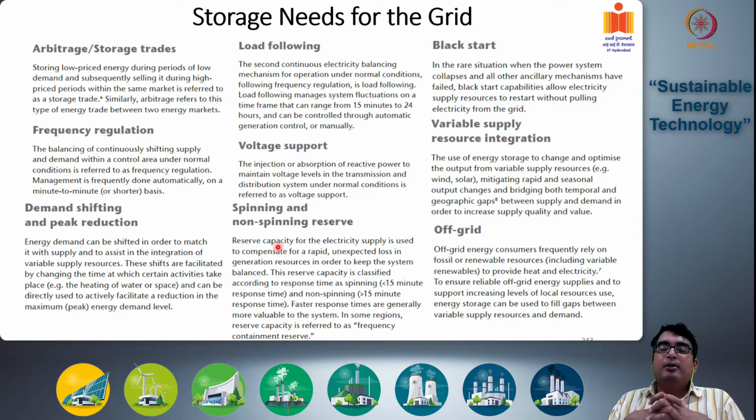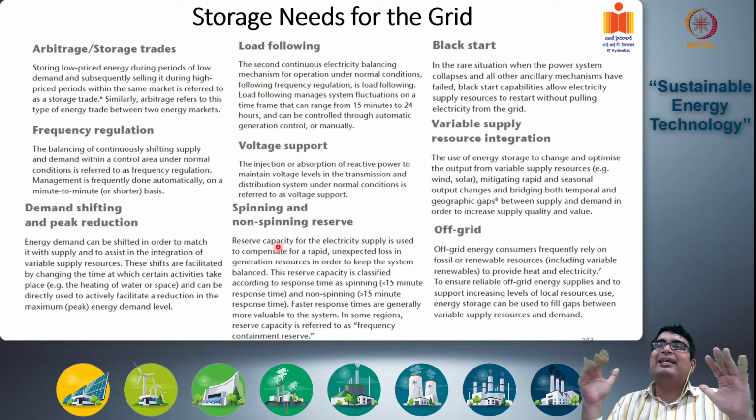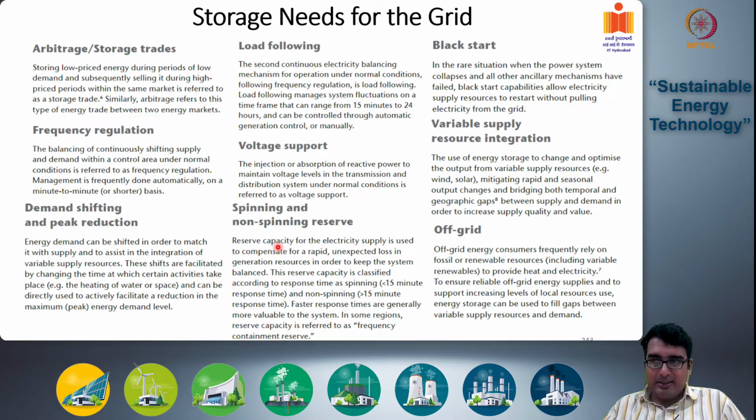Spinning and non-spinning reserve is another technical term. The idea is quite simple. Suppose you have a grid that is working and suddenly one power plant malfunctions, it stops working, or the amount of energy it is injecting decreases suddenly under unforeseen cases. But the demand is there, right? So you have to have a reserve from which you can draw in order to compensate for the sudden loss of that power plant's energy generation capability. These are called reserves that a grid must have to tackle such unforeseen changes.